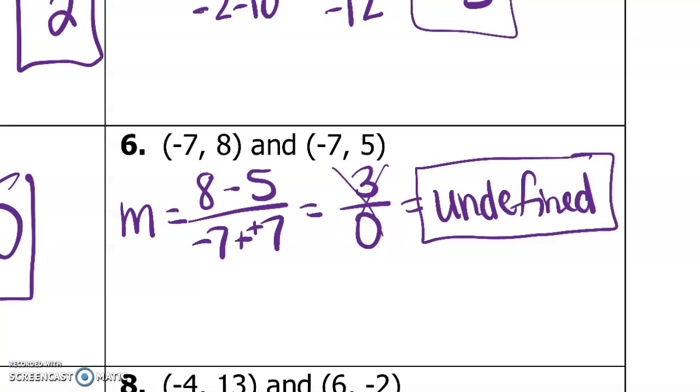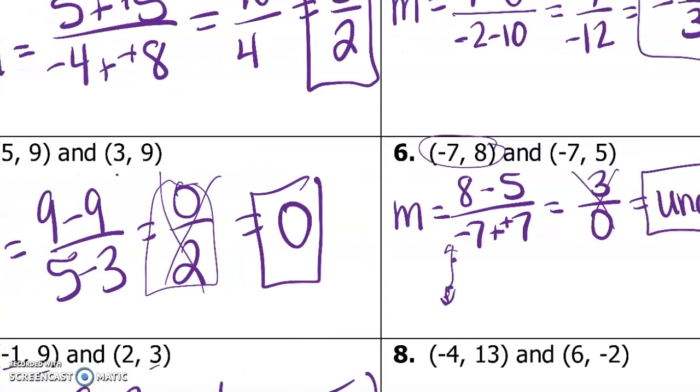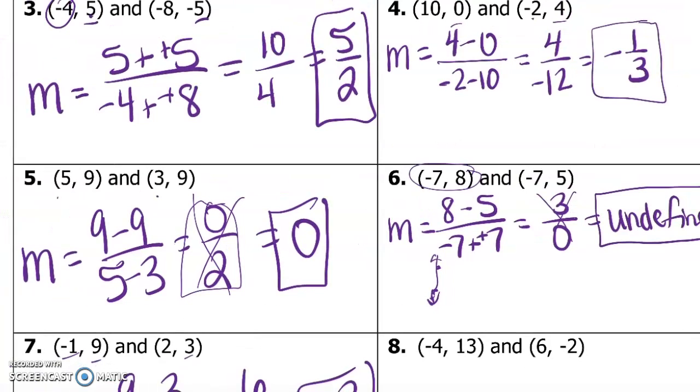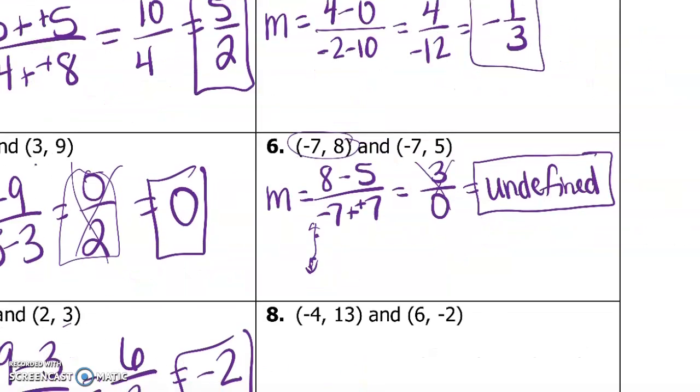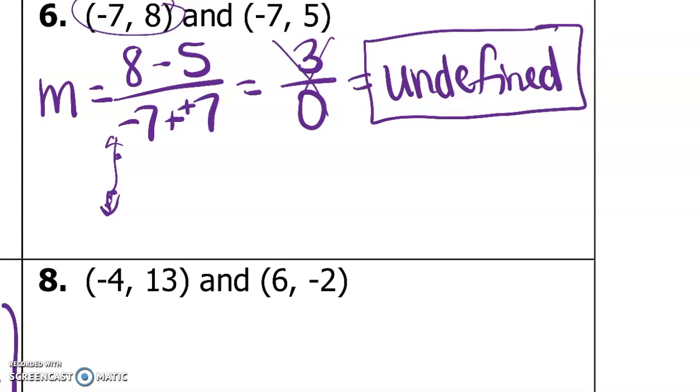You have to make sure you write the word undefined. You cannot leave it as 3 over 0. If you think about what these would look like on a graph, negative 7 would be left 7 and then up 8, and then negative 7, 5 would be like this. So you would have your vertical line, which has an undefined slope. That's different than if you look back at what we did on number 5. 0 was in the top, so 0 divided by anything is 0. And then if it's in the bottom, you have to remember to write undefined.